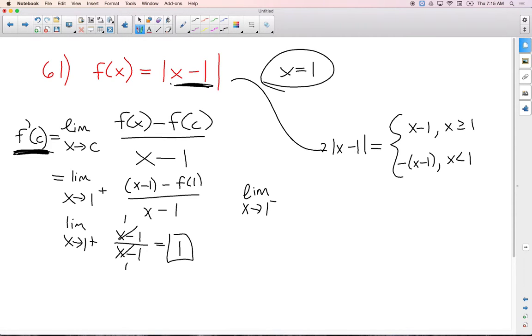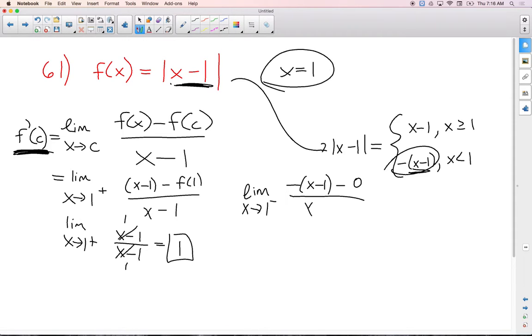So now I go limit as x approaches 1 from the left. Now I use this piece. This will be the opposite of x minus 1 minus f of 1 again, which is just going to be 0 again, all over. And by the way, you plug it into the piece you're actually using. You don't have to worry about where it's equal to. Okay, that was one of the mistakes I made the other day. I clarified it in both classes, but let me clarify it again. Whenever you're figuring out f of 1, okay, you plug it into the piece you're currently using.